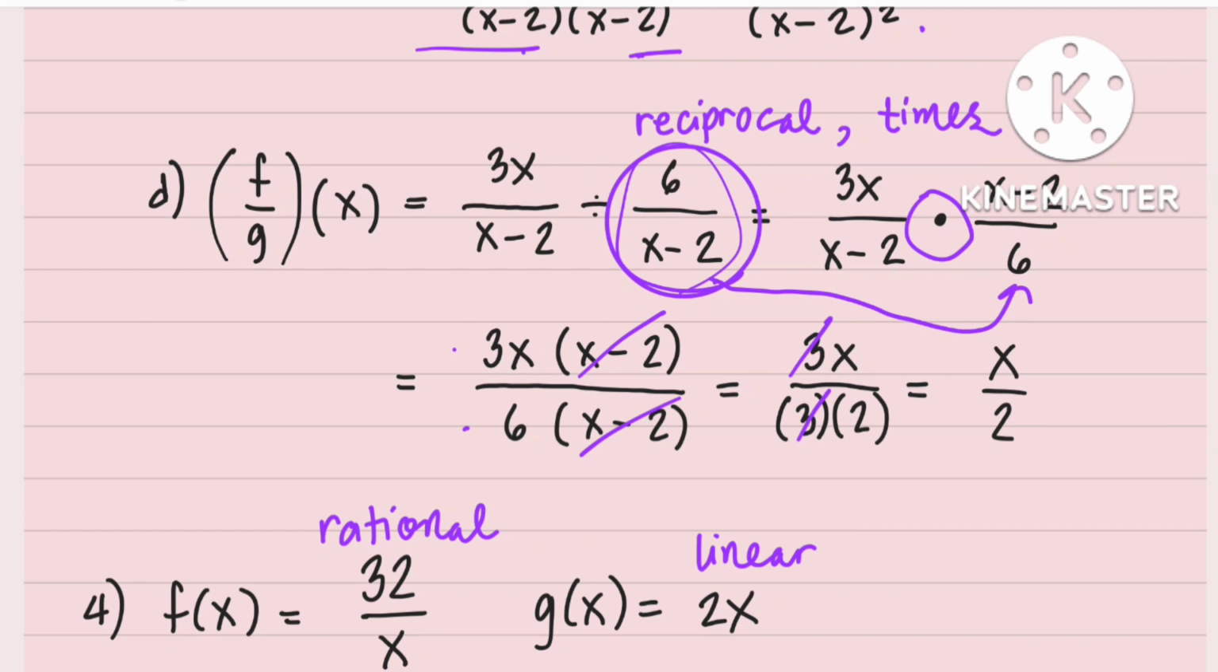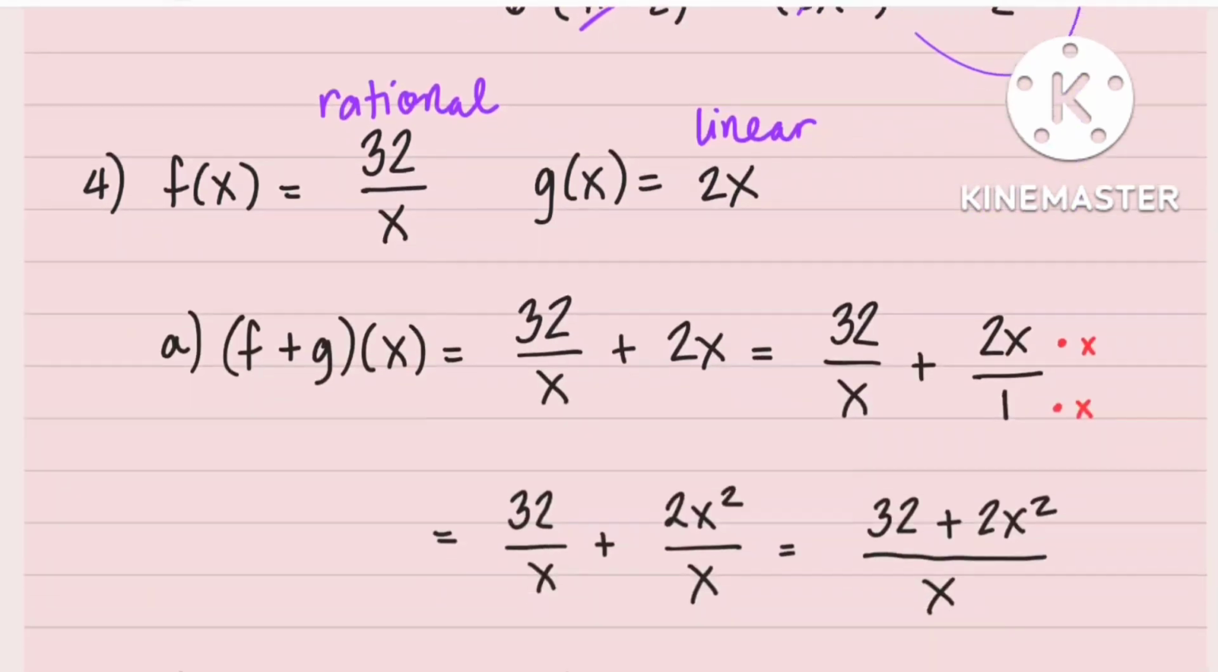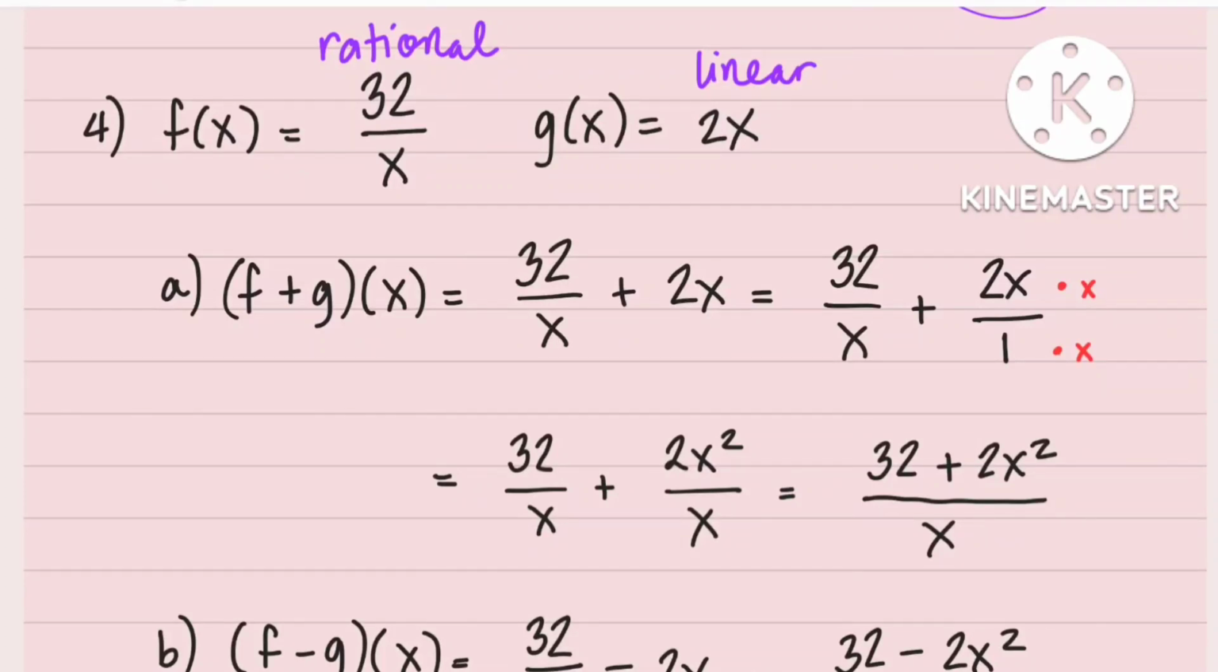X minus 2, numerator, denominator, cancel. Then we will notice that 3x over 6 still have 3x and 6, they have a common factor, that is 3. So we'll have to cancel that. We'll be left with x over 2. Okay? For our last example, we will encounter this when we reach problem solving involving rational functions. So this one is useful. This will be very useful to us in the future.